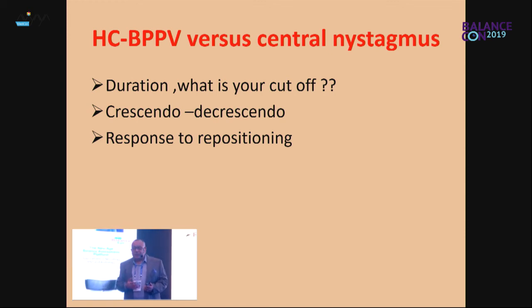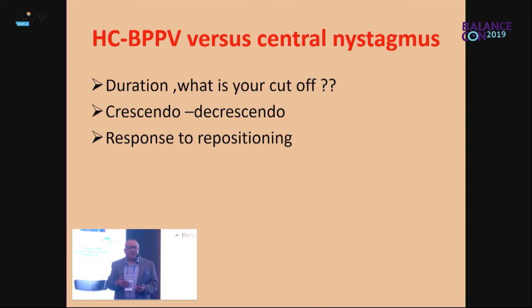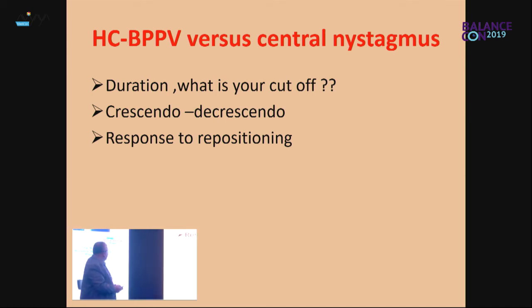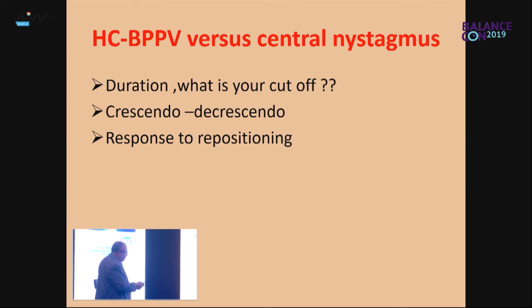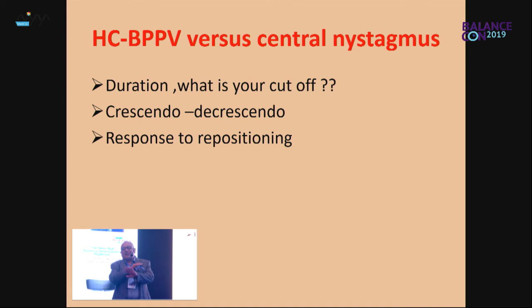This is very clear in the posterior canal, less evident in the horizontal canal BPPV, but really it's a good sign. If you have a nystagmus whose velocity builds very fast and then gradually decreases, that goes with a BPPV origin. But if you have a nystagmus that has the same intensity and velocity since the beginning, which is not changing, that's most likely not BPPV. So the duration, the crescendo-decrescendo character, and most importantly, the response to repositioning maneuvers.